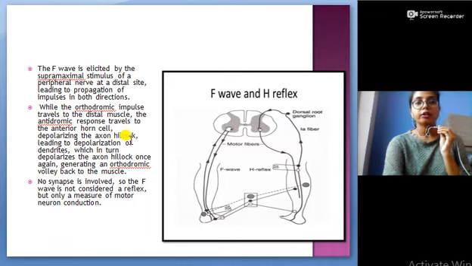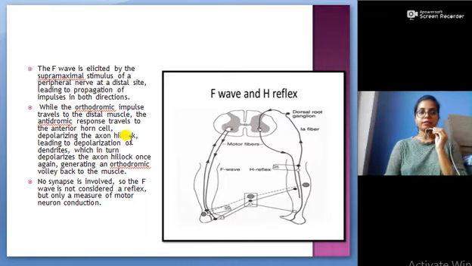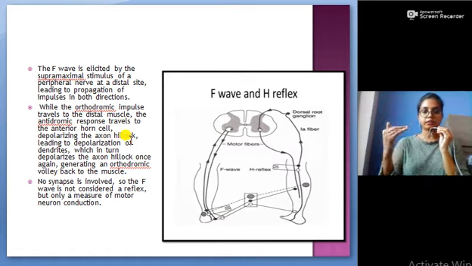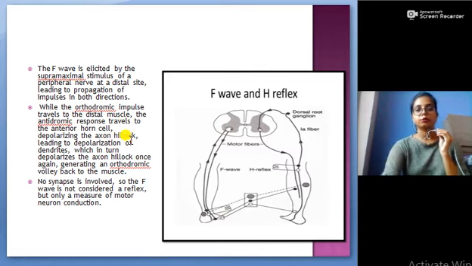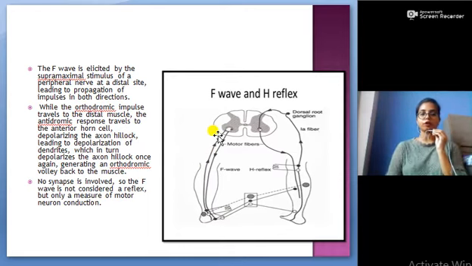Now the orthodromic impulses travel to the distal muscles. You can see here, this is the orthodromic impulse that is traveling to the distal muscle, and the antidromic impulses travel away from the muscles to the spinal cord, towards the anterior horn of the spinal cord. Once it reaches the anterior horn of the spinal cord, there occurs a series of events.